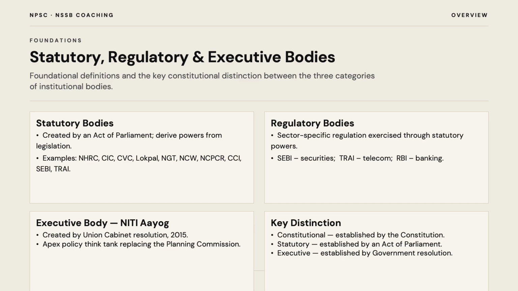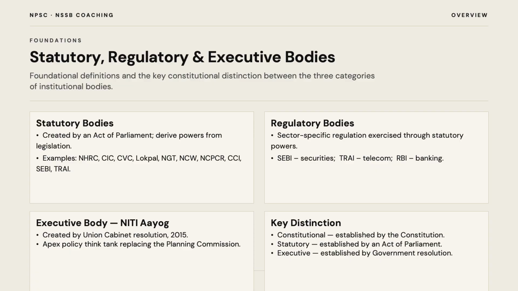And regulatory bodies are bodies created for regulation, to regulate, not supervise. They enforce rules and regulations. For example, we have SEBI, the Securities and Exchange Board of India. It handles securities, trade, stock market, investing in the stock market. SEBI regulates the rules there. So these are regulatory authorities.